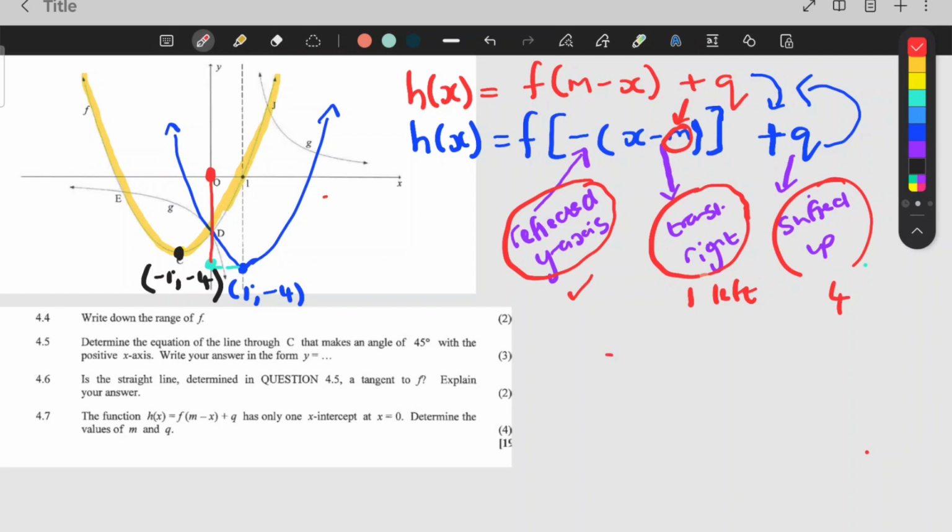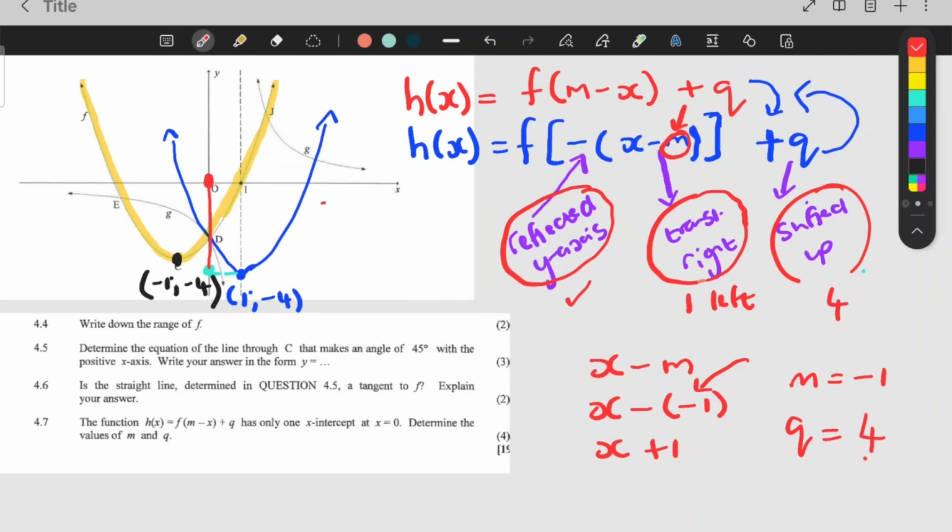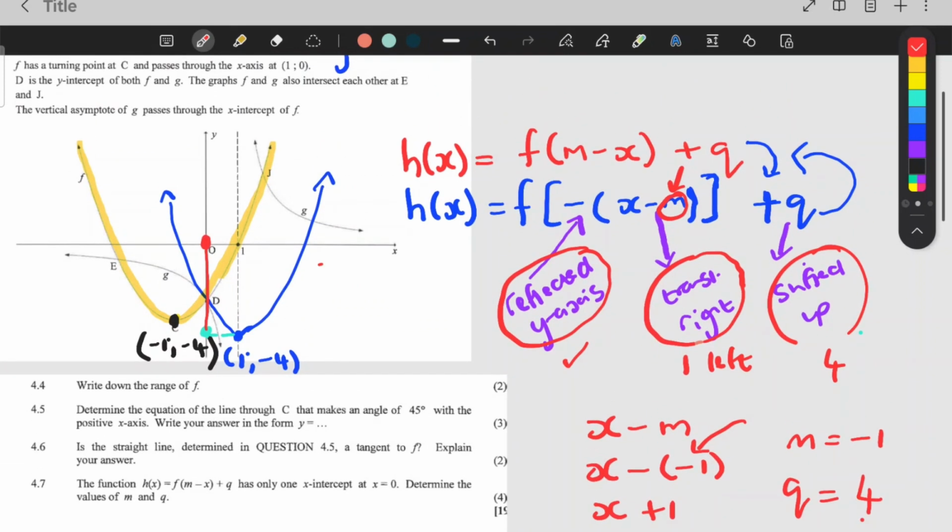So if it's to the left, it must be x plus 1. So to get that to be a plus 1, remember left is plus. At the moment, it's x minus m. So it must be x minus, then this is -1. That will give me an x plus 1. So m is -1. That means the graph shifted 1 unit to the left. And then this q is straightforward. It's 4 units up. So that is what's going to happen to that graph.